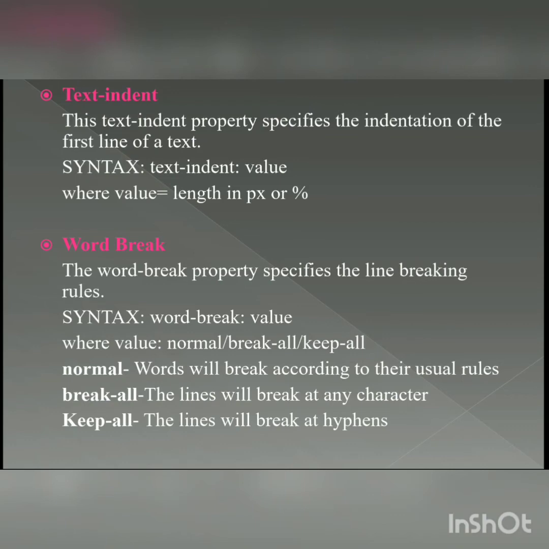Next property is text indent. Text indent is a property that specifies the indentation of the first line only. See, indentation is the space of the text from the left margin. Okay, so this property helps us to set this space between the left margin and the text, but only the first line. And the syntax is text indent, and then we'll write the value. And what is the value? Value is the length in pixels, or you can write just the length in percentage.